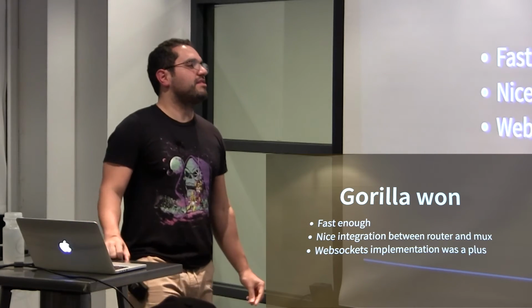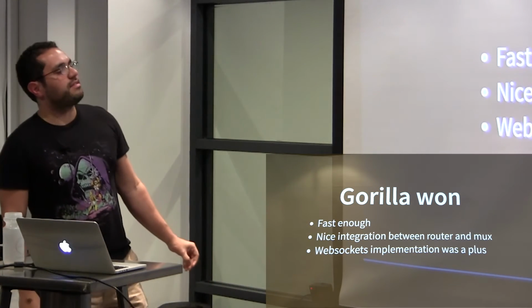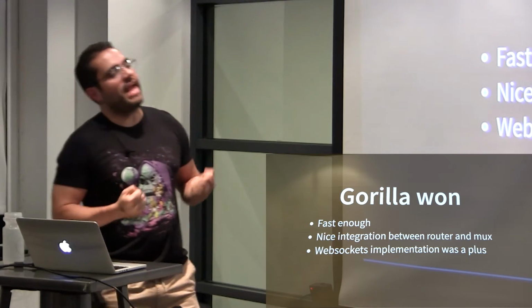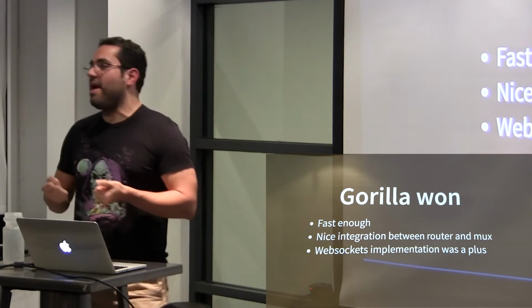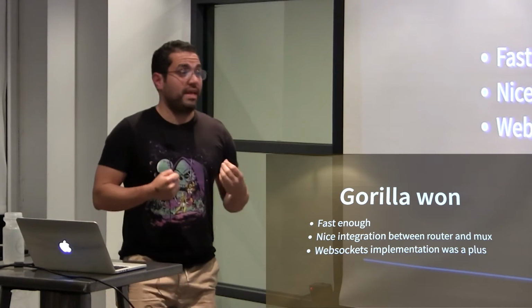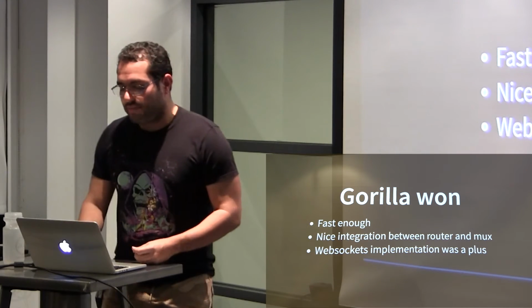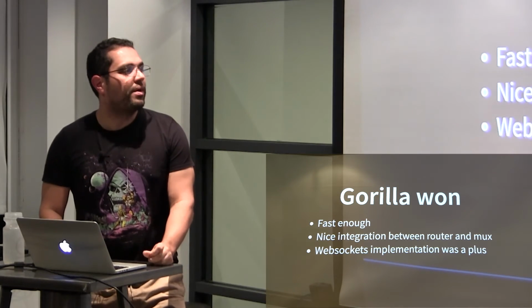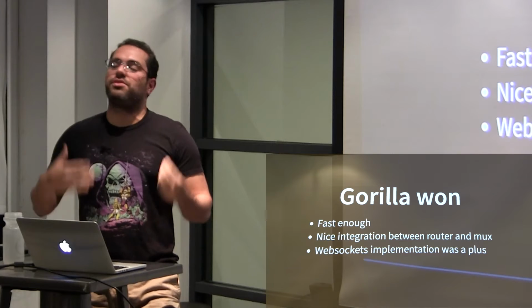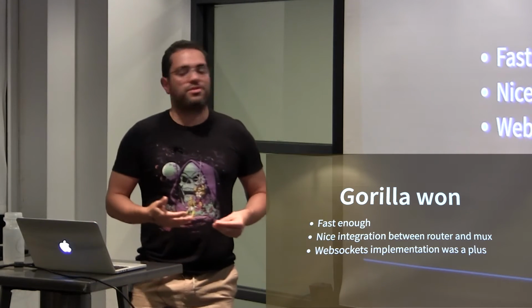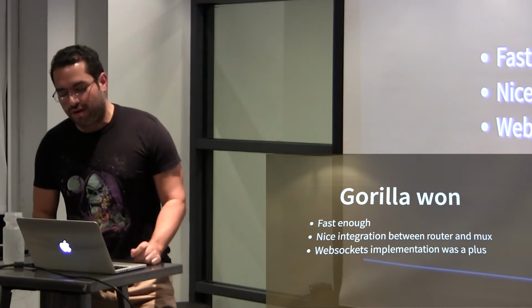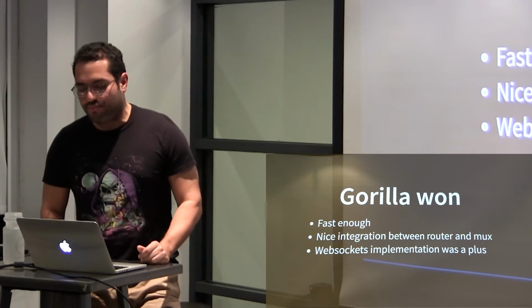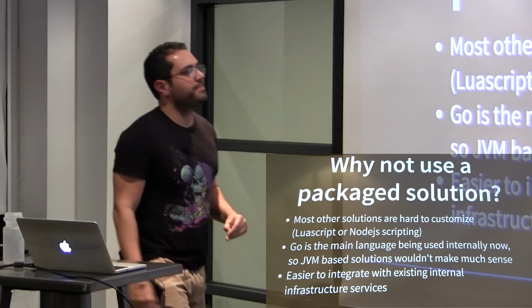So Gorilla wins, it's fast enough. The muxer is good enough for what we're doing. The way the routes work is really nice, and it has WebSockets, which is something that we are building right now. So Gorilla is really nice for building HTTP and WebSocket services. It's really easy to work with, and there's a lot of support. A lot of people are working on it. So if you're going to build something on HTTP, like API kind of stuff, I would definitely recommend you look at something like this.